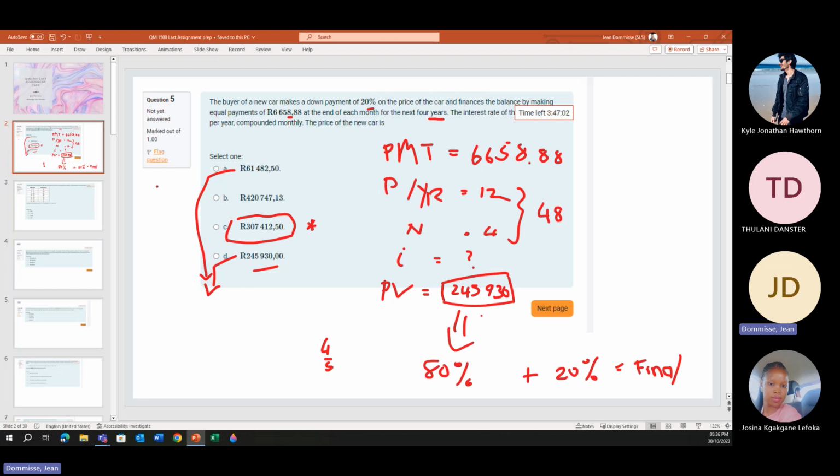So if you get something like that again, just remember they want the price of a new car, not just your present value. Hopefully that is what the answer was in the end as well. But I think there's another one on our home loan that we will also have to work out.